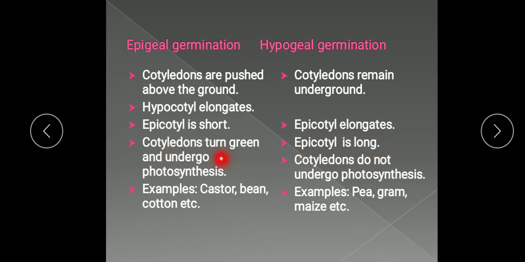Now in epigeal germination cotyledons turn green and undergo photosynthesis, so they help in the synthesis of the foliage, green leaves. Here the cotyledons do not undergo photosynthesis. Examples of epigeal germination are castor, bean and cotton. You have studied the epigeal germination with the help of bean seed. Hypogeal germination is observed in pea, gram and maize. I explained this example of maize.